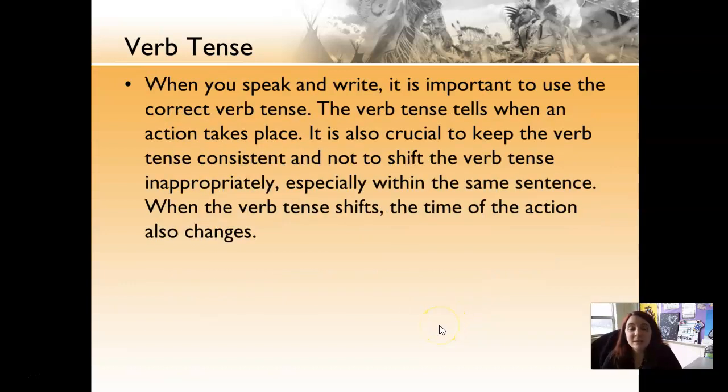When you speak and write, it is important to use the correct verb tense. The verb tense tells when an action takes place, and it's crucial to keep the verb tense consistent. We don't change it throughout. If you're writing your story in the past tense, it needs to stay in the past tense the entire story and not move into the future, because it makes it incorrect.